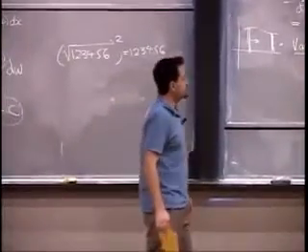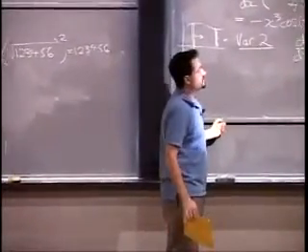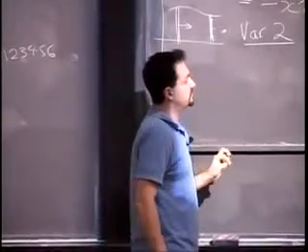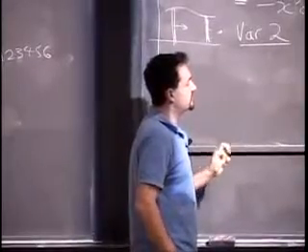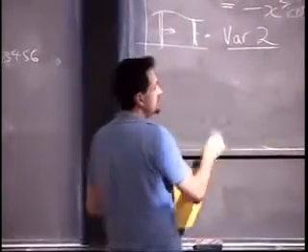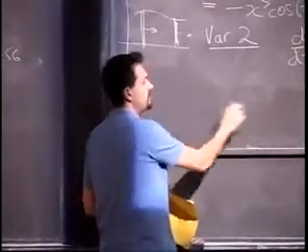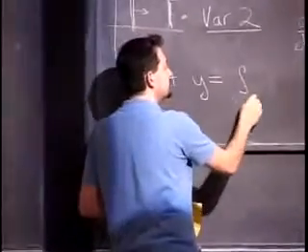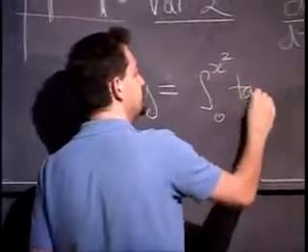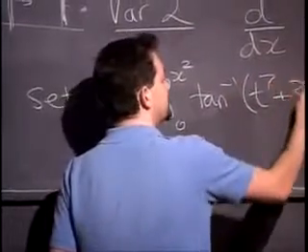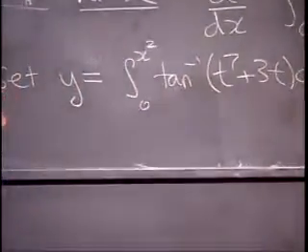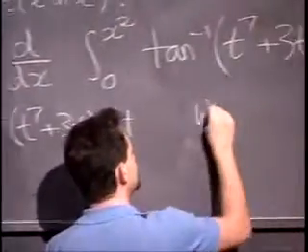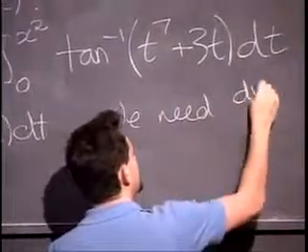So we could almost write down the answer, but I think that it would be wise to be prudent here. We want to find the derivative of something. Let's call that y. In order to find this, instead of just going with equals, I'm just going to set y is the integral from 0 to x squared of inverse tan t to the 7 plus 3t dt. And what are we actually looking for? Well, this is just the derivative of this. So we need dy dx.